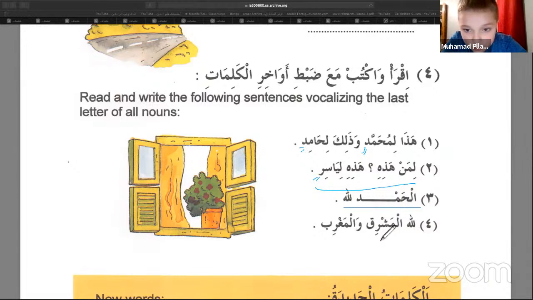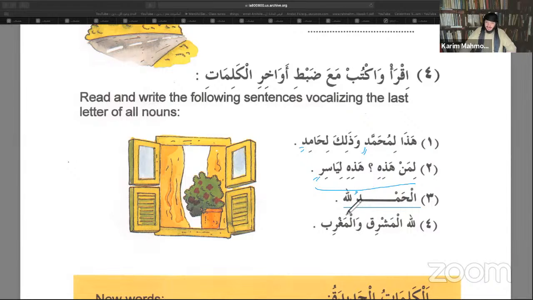Alhamdu lillahi. Good job. Alhamdu gets a dhamma, like Muhammad said. Lillahi, like Muhammad said. Awesome, Muhammad.